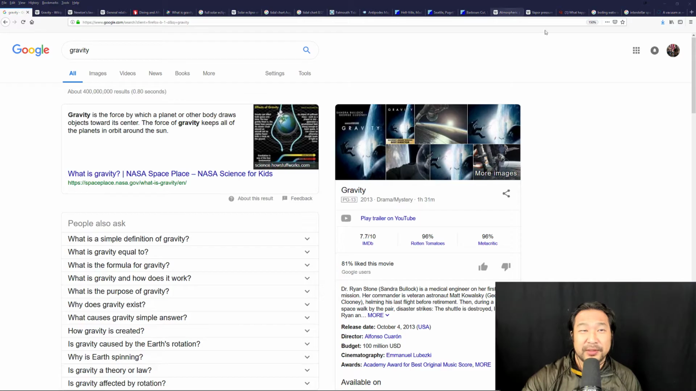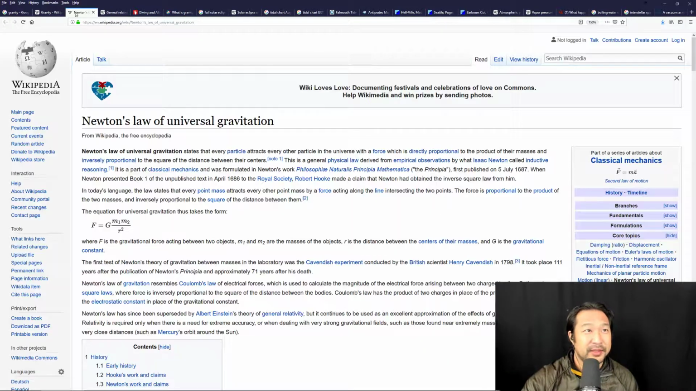Gravity. Do you guys know what gravity is? Because I don't think you know what gravity is. I don't think anyone knows what gravity is, because I don't even think the scientists really know what gravity is. You ask someone what gravity is, they'll probably give you the Newtonian law of universal gravitation.